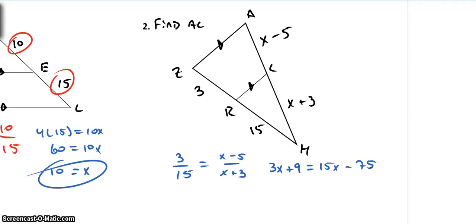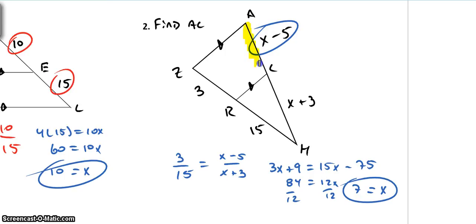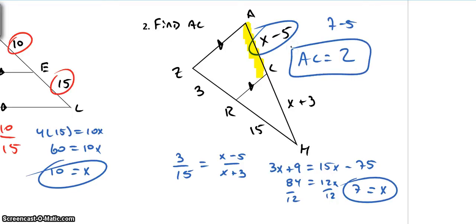Alright. Then move my 3x, I get 12x. Add 75, I get 84. Divide by 12, and x is 7. And that worked out pretty. But we are not done yet. It says find AC, so we have to substitute in my value for x into AC here to find that value. So if x is 7, 7 minus 5 is 2. So AC equals 2. Alright, so those are some easy examples.